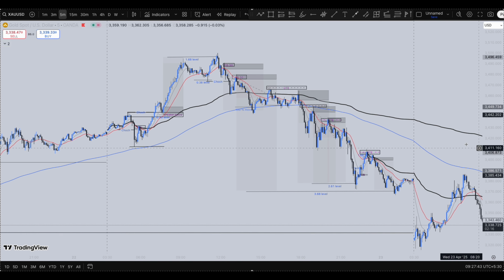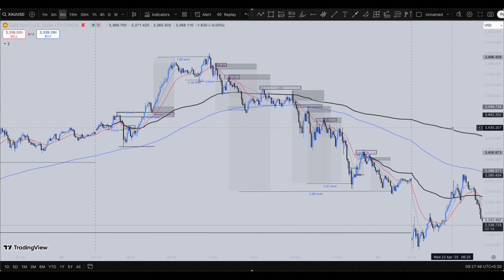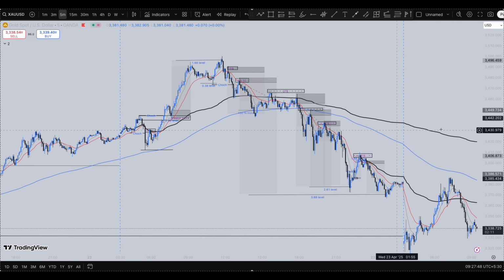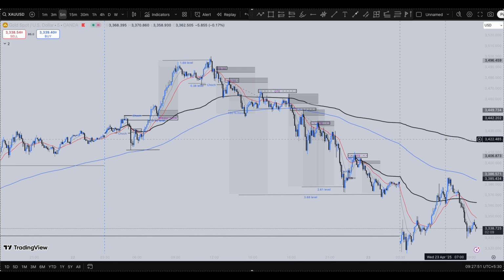But that's it, guys. That's it about my gold analysis. So I think you're understanding what I'm saying. This is a clear picture of how I usually trade my gold, guys.